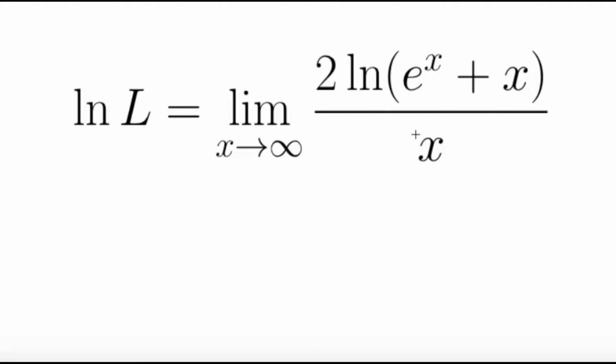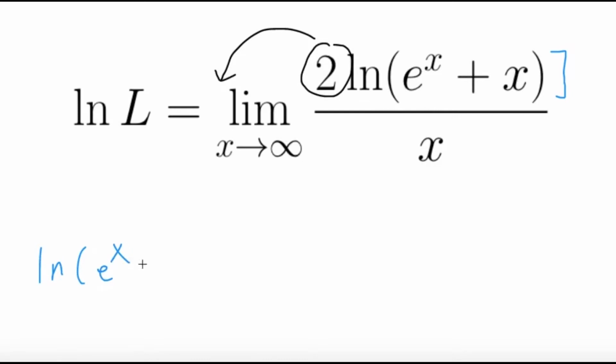Now, since it's already in fraction form, we can start taking the derivative. Let's start with the numerator first. We have a factor of 2 here, so we can put the 2 in the front. Now let's just deal with ln of (e^x + x). We will apply the chain rule. We take the derivative of the inside, and this gives us e^x + 1 as the derivative of e^x + x.